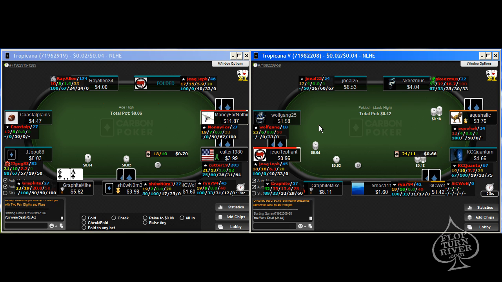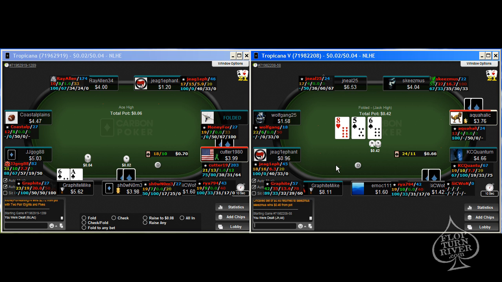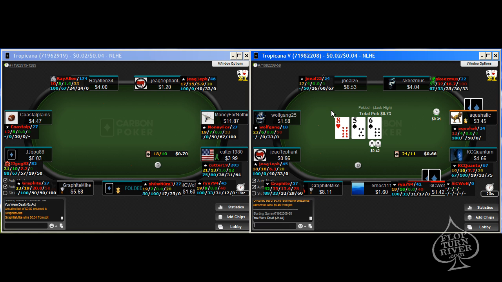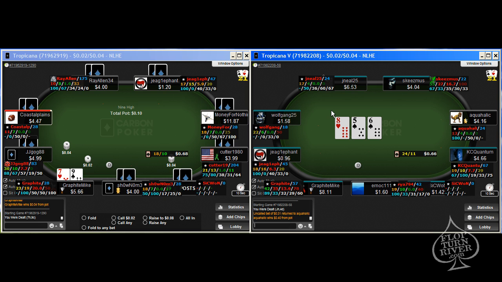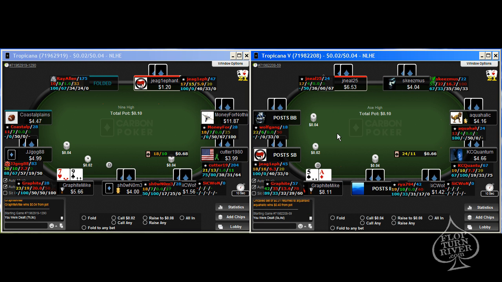And it might be such that 8s is not a favorite against that range. And what if he 4-bets? Then what? And then we have to consider if we call, this guy probably is calling as well. So we might be able to set mine in a 3-way pot, which is pretty good. You want to play 3-way or multi-way pots when you have a small pocket pair. So I think flatting there was the best play.